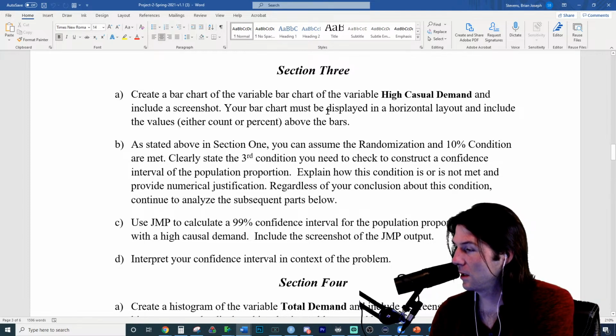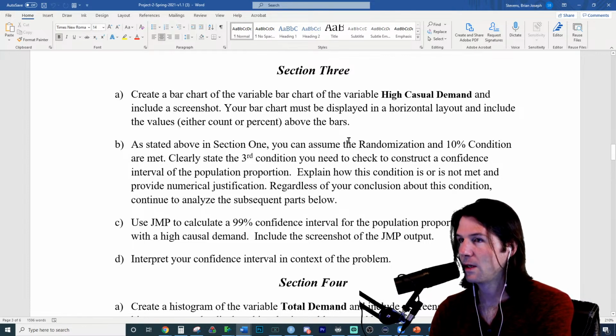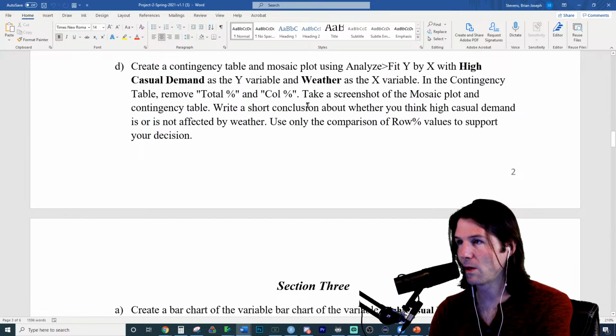Section 2C says we only need a short write-up to compare the medians, so we don't have to talk about anything else. Correct, Maggie, right there, correct. Section 2C really only says compare the medians.